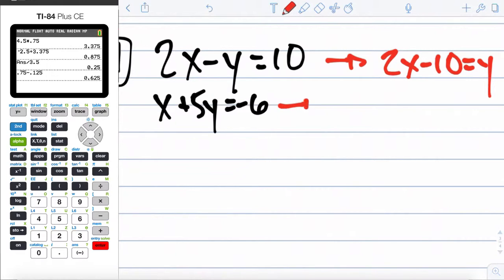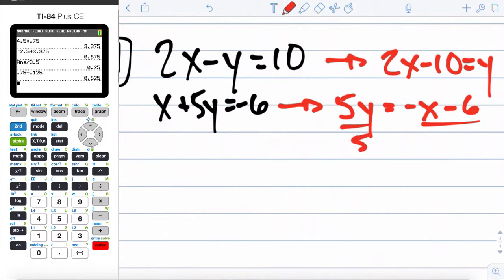This one's a little bit harder. We get 5y is equal to negative x minus 6, and so you get y is equal to negative x minus 6 over 5. So once I have those, I go to my calculator and I go to y equals.